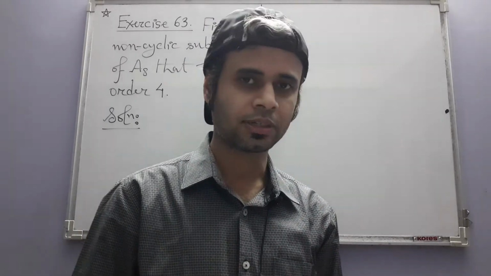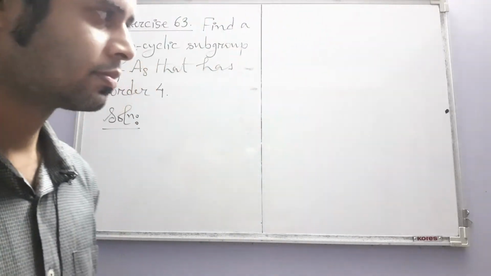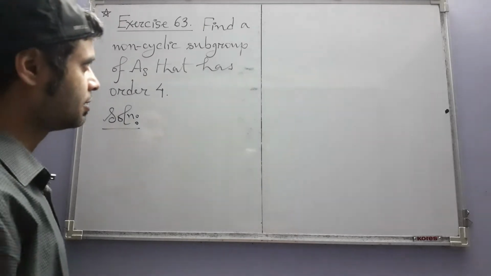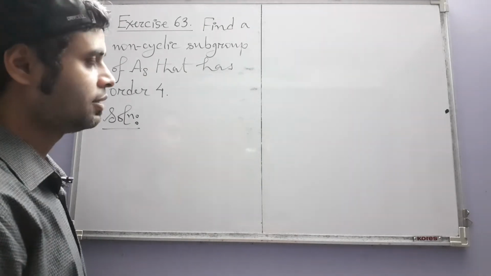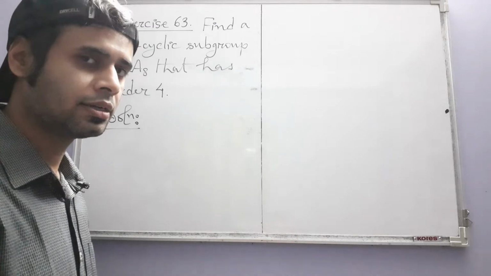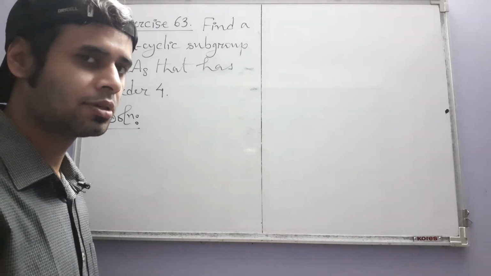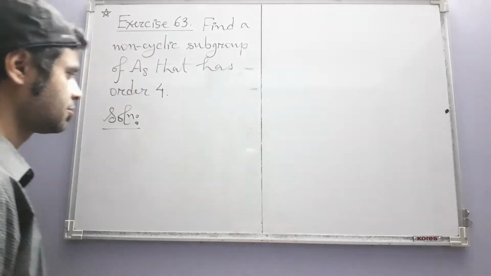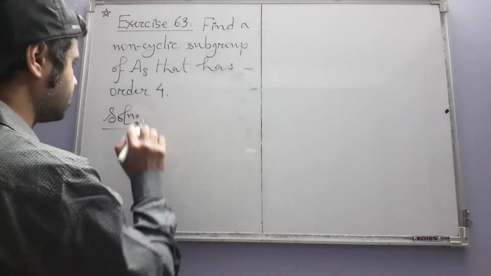Okay, so the next one is 63. In this one we have the alternating group A8, and in it we have to find a non-cyclic subgroup of order 4. So let's see the solution.